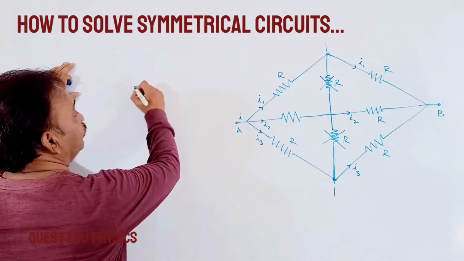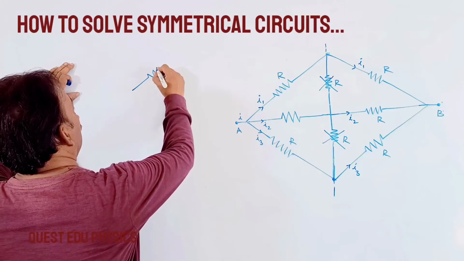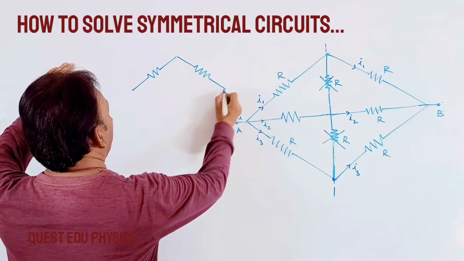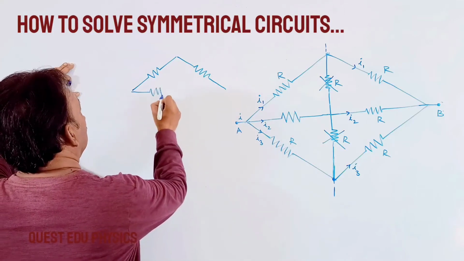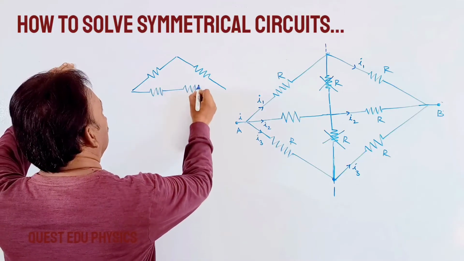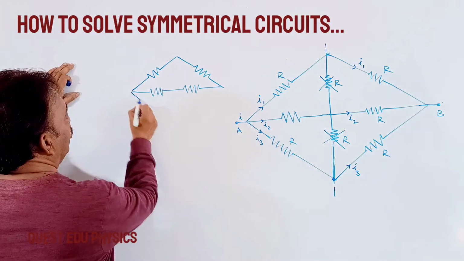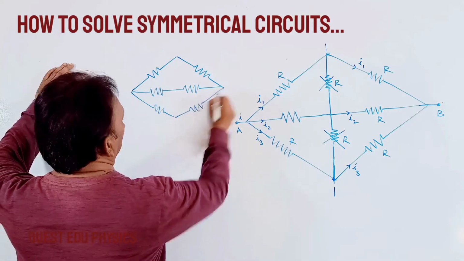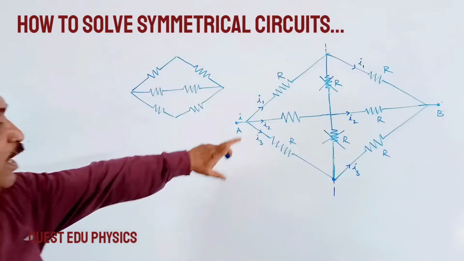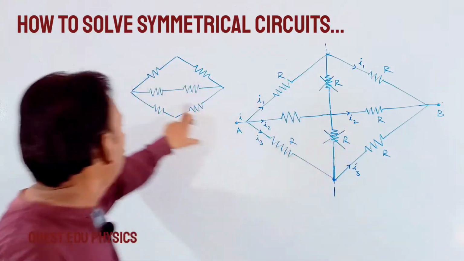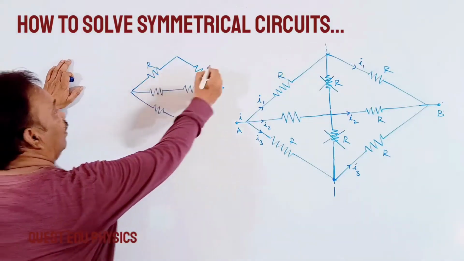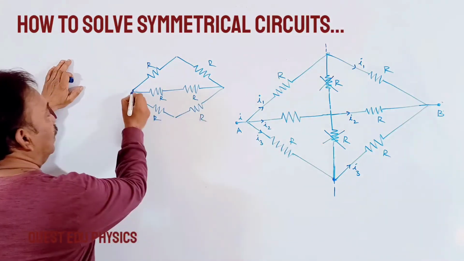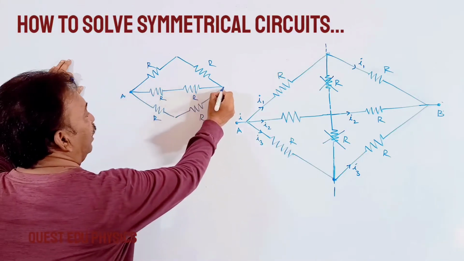See, the same circuit is redrawn like this. And the third set of resistors. Okay, students, it's similar to that after removing these resistors. And see, these are R, R, R, R, R, and R, and the points A and B.